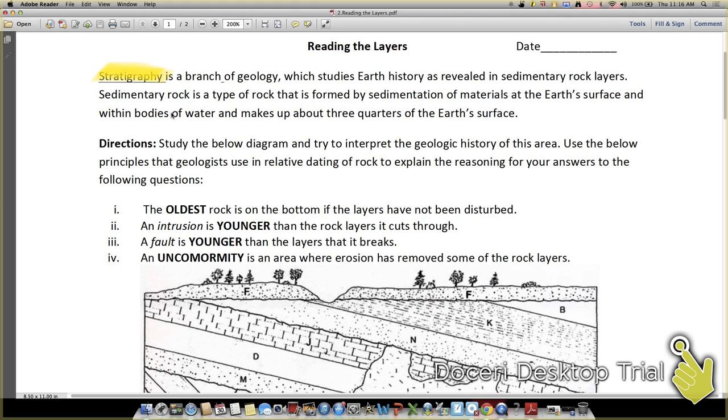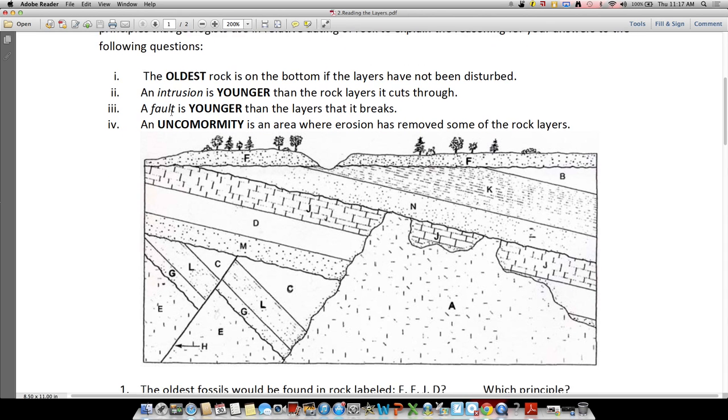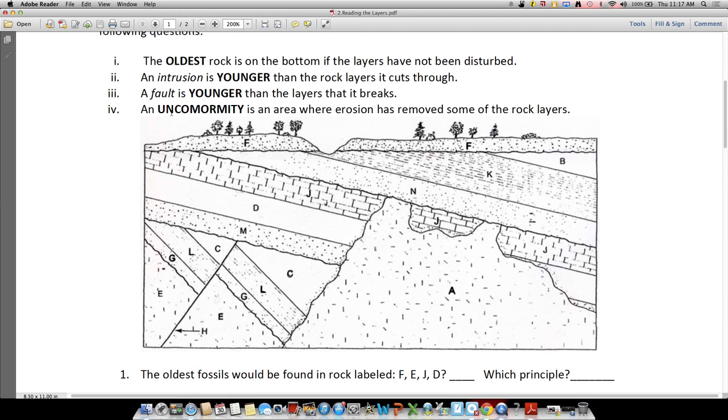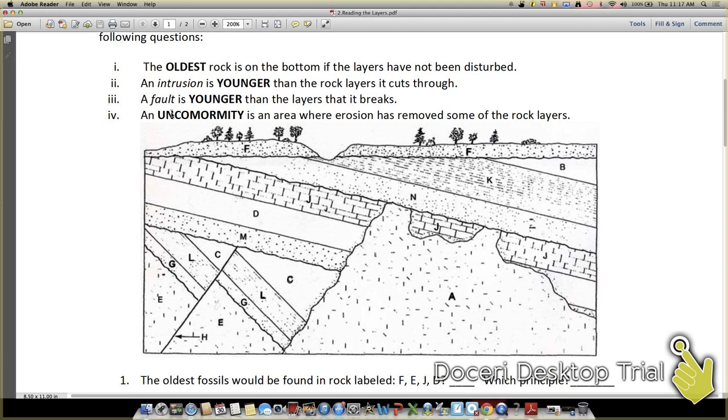Now, let's look at our directions. They say, study the below diagram and try to interpret the geologic history of this area. Use the below principles that geologists use in relative dating of rock to explain the reasoning for your answer to the following questions. Now, let's look at these principles first, because some of you will get caught up and confused on what the principle is telling you. And I want to use something called deductive logic, which means you look at what's there, the obvious, and you read deeper into what that is actually saying.